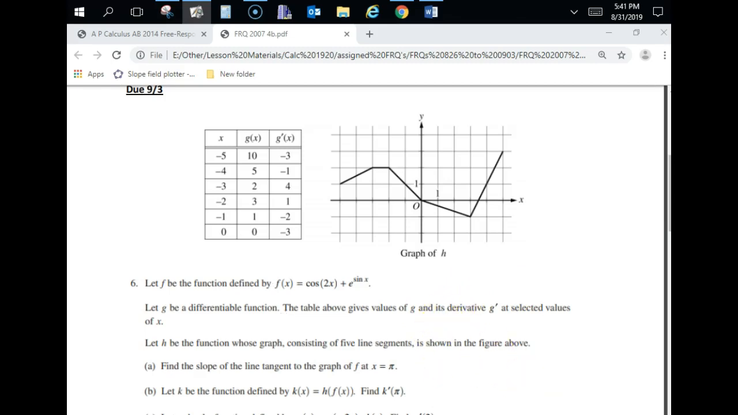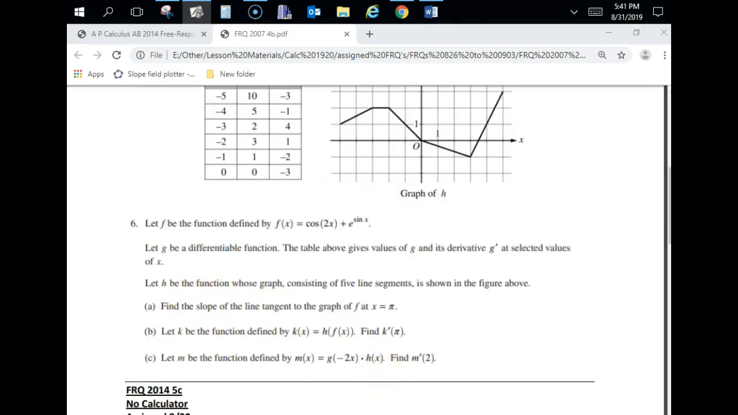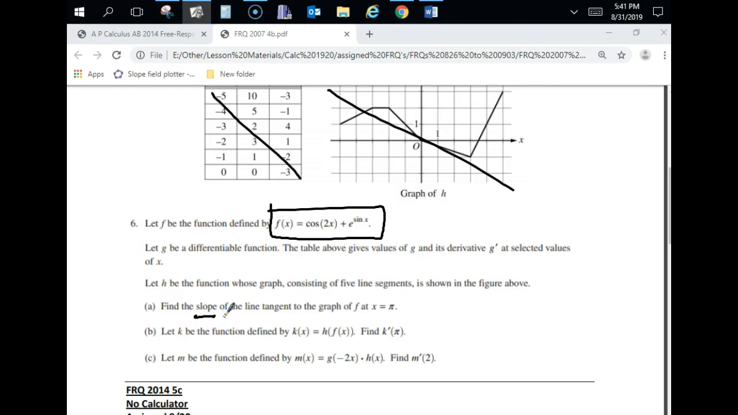Now let's go ahead and jump into the actual problem here. Part A tells us find the slope of the line tangent to the graph of f at x equals pi. So I'm not using this or this for part A. I'm just focusing on f. They want to know what is the slope of the line tangent to the graph of f at x equals pi. Well, how do you do that?